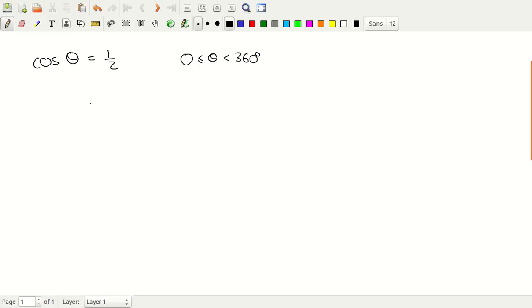Okay, so let's look at this very simple trigonometric equation. The equation is cos theta is 1/2, and we're asked to solve this for theta between 0 and 360 degrees. So you can take your calculator if you want, if you don't know this, and type in cos inverse of 1/2, and you'll get one solution to this equation, which is theta equals 60 degrees, if your calculator is in degrees.